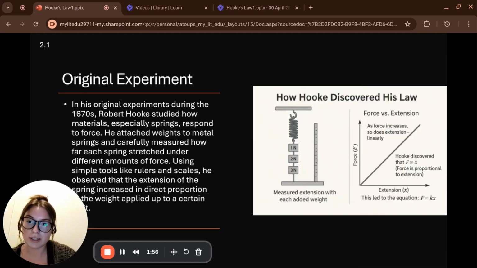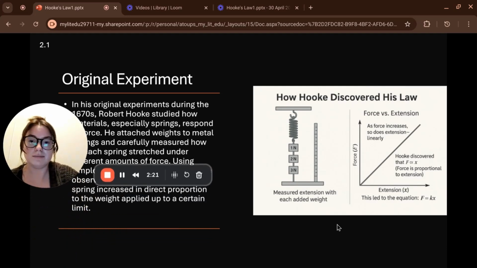In his original experiment, Robert Hooke studied how materials, especially springs, responded to force. He would attach weights to metal springs and carefully measure how far each spring stretched under different amounts of force. He used simple tools like rulers and scales. He observed that the extension of the spring increased in direct proportion to the weight applied up to a certain limit.